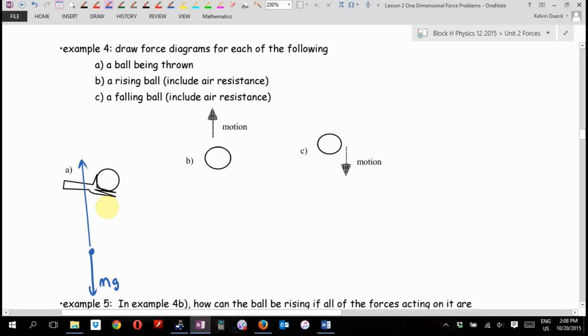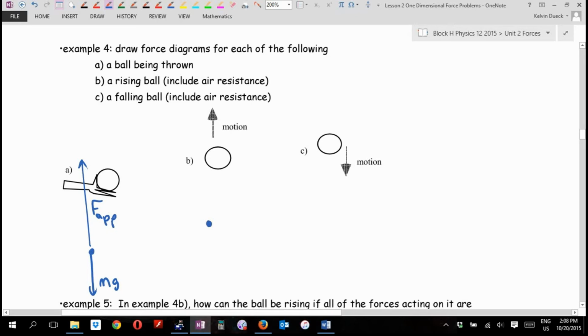I'm even going to call that the applied force, my hand. You might even want to call it a normal force because it sort of is a surface. Whatever. That's why it has to accelerate up, because there's an unbalanced force up. Okay, I let the ball go. It's in the air. It's moving upwards. What are the forces acting on it?